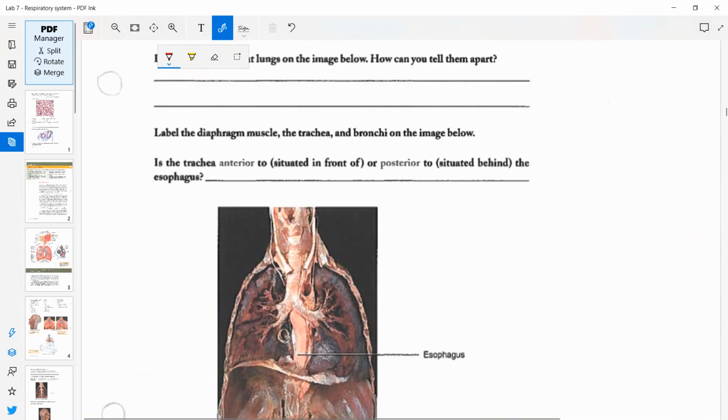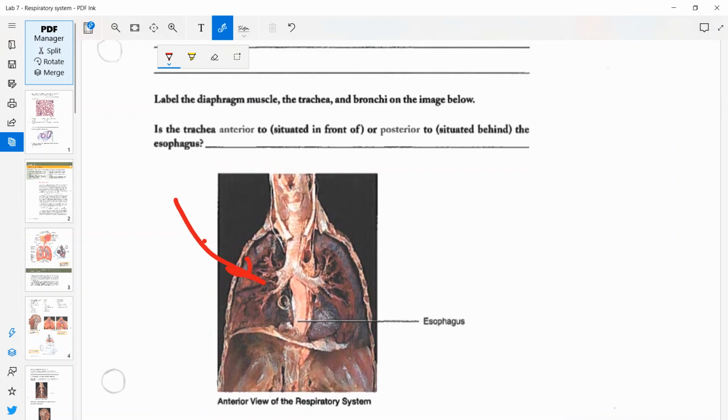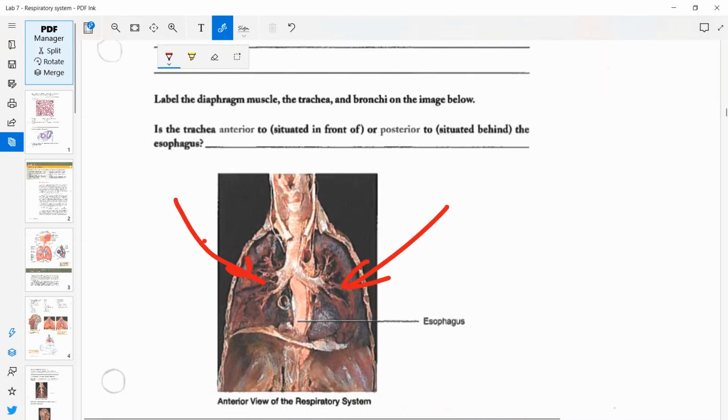So let's label left and right lung. So that's going to be a right lung and the left lung, and we know that we can tell them apart because, well, heart is on the left side, and you can clearly see heart, and the left lung is smaller. Diaphragm muscle right here, the trachea here, bronchi, that's primary bronchi.